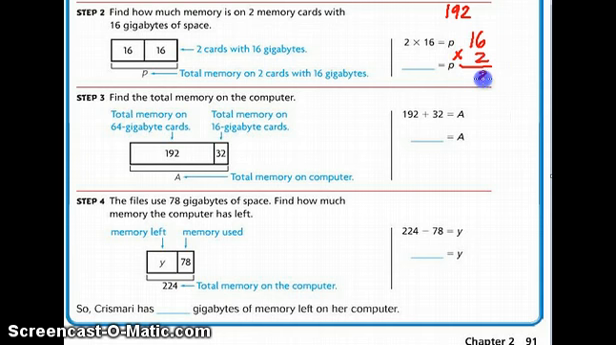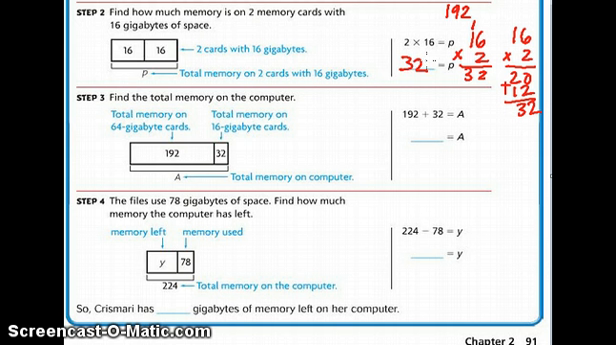6 times 2 is 12, and I regroup. 2 times 1 is 2, plus 1 is 3. Or, using partial products, 2 times 10 is 20, 2 times 6 is 12. We add these up and we get 32. Either way, it's the same product. You can use whichever one works better for you. Bottom line is 32 equals P.